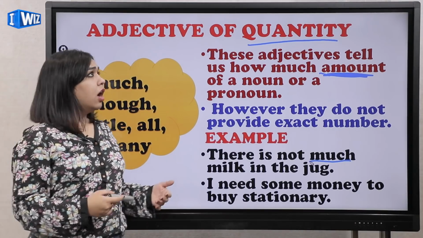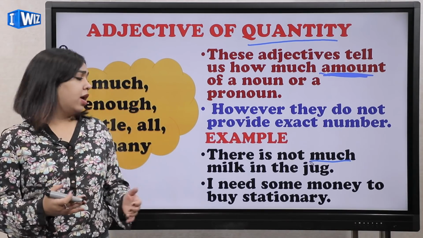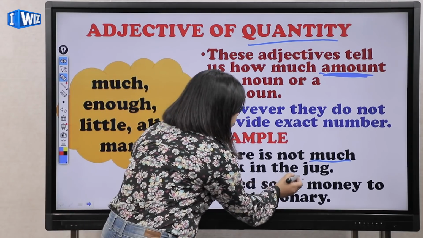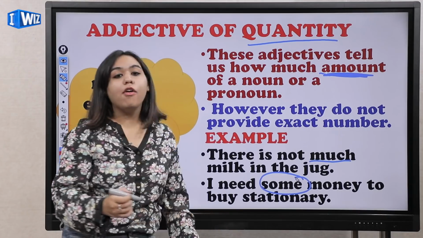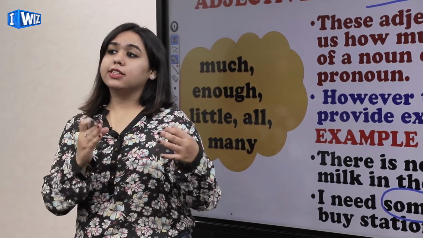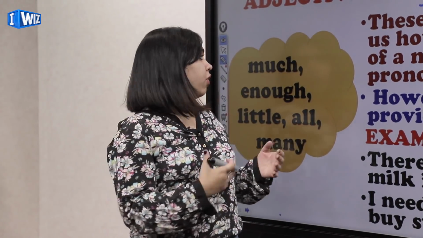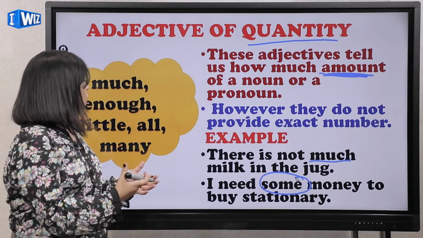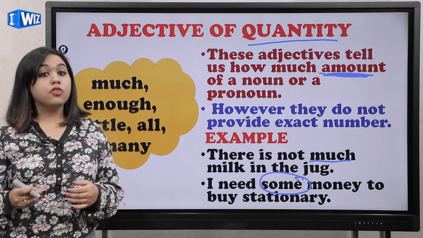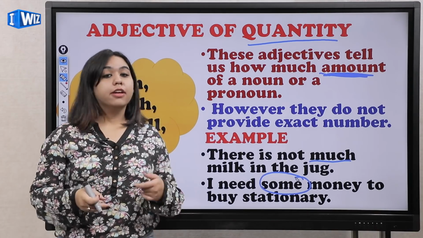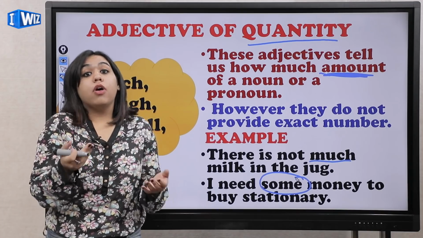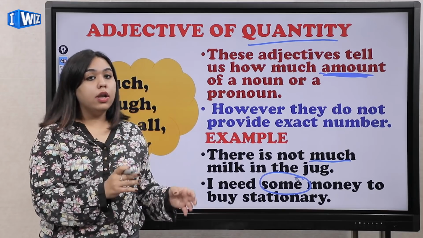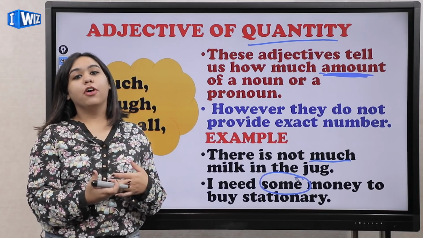Okay. Next example is, if I tell you, I need some money to buy stationery. So here the word some would be an adjective of quantity. मुझे थोड़े पैसे चाहिए. It's like that. I need some money. More examples to this would be much, enough, little, all, many. If you're talking about sweets, we're eating and eating, and you're asking, do you have more sweets? No. Then I will say that that was all. So all here would be again the adjective of quantity.